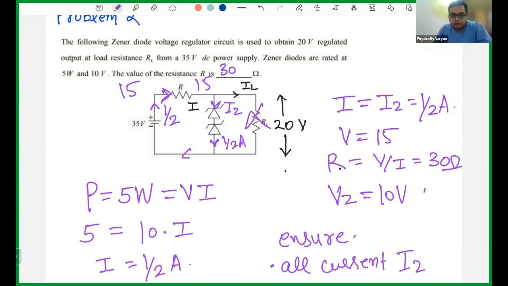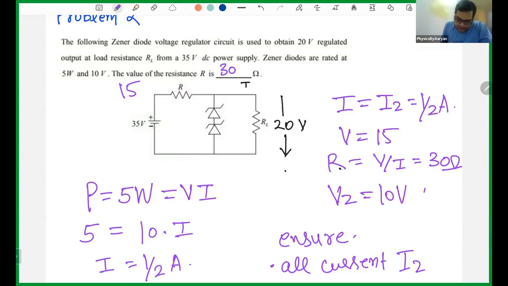Sir, can you tell how we get 15 volt? Yes, I can tell you that. I have 35 volt here and 20 volt here. It is given in the question that 20 volt is across the diode, or across the load. So 35 is total, 20 goes here, and whatever is left goes here. So 35 minus 20 is 15.